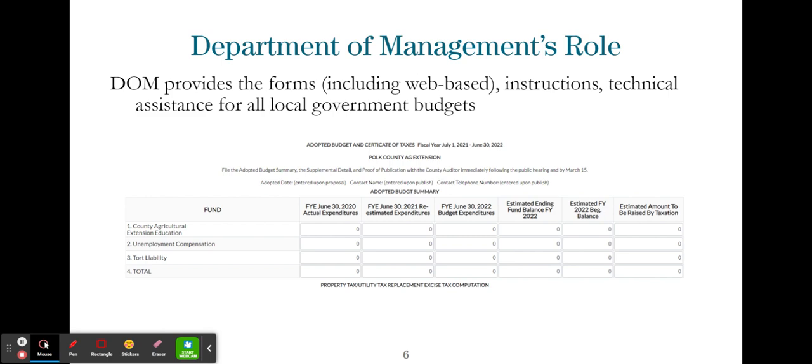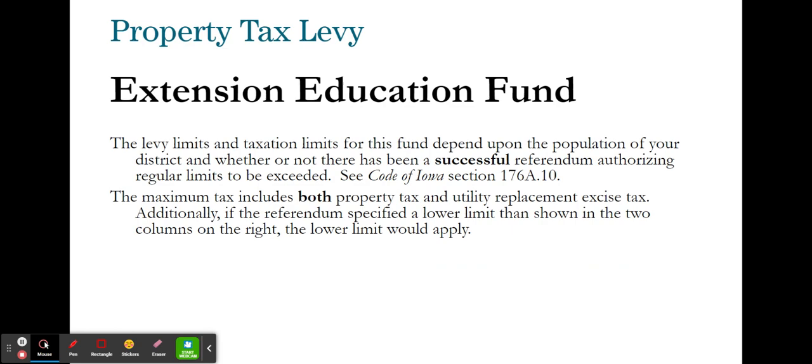I'll go over a couple of different roles and folks that have different parts to play in the process. The Department of Management's role is that we provide the online budget forms. We provide instructions to assist in the completion of those forms, as well as technical assistance. And we do that for the Ag Extension as well as for all other local government budgets, and we do that on an annual basis.